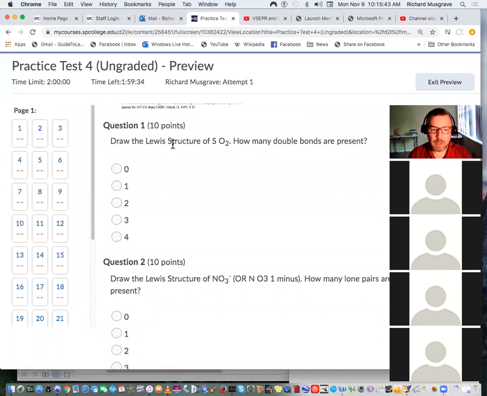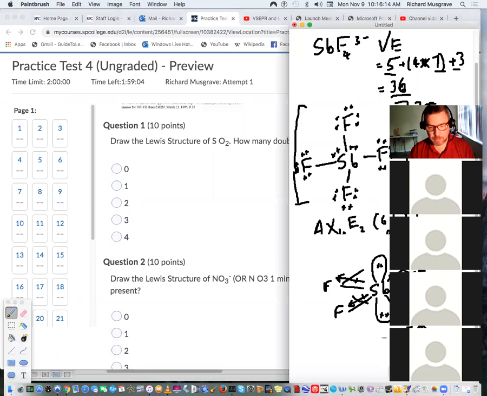So it says, draw the Lewis structure of SO2, how many double bonds are present? So these questions will just test your ability to draw the Lewis structures. And you'll notice there's going to be two kinds of questions related to that. One is for the double bonds, and one is for the lone pairs or non-bonding electron pairs. So I'll do both of those. You'll notice there are always going to be two different ones.